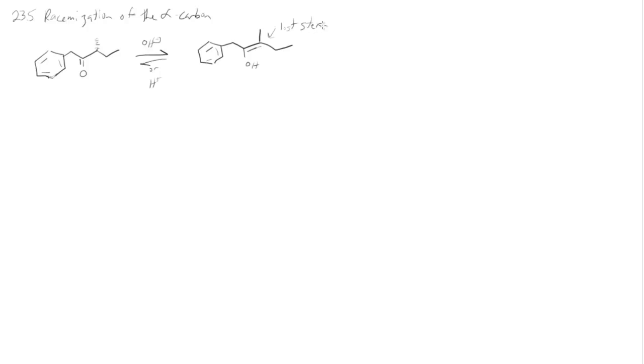Because now, as it goes from the enol back to the ketone, this methyl group can be either coming out or going back. And so now we have a racemic mixture of our two enantiomers.